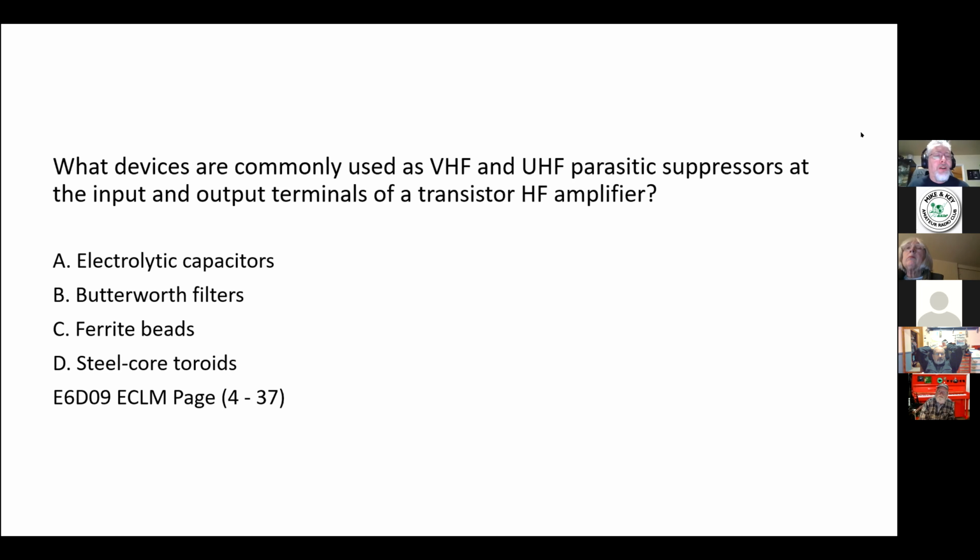Okay. What devices are commonly used as VHF and UHF parasitic suppressors at the input and output terminals of a transistor HF amplifier? A. Electrolytic capacitors. B. Butterworth filters. C. Ferrite beads. Or D. Steel core toroids. Charlie. Charlie is correct. Ferrite beads.